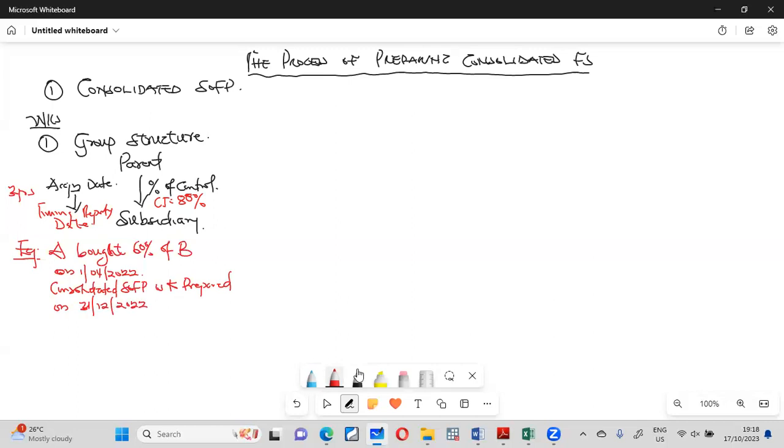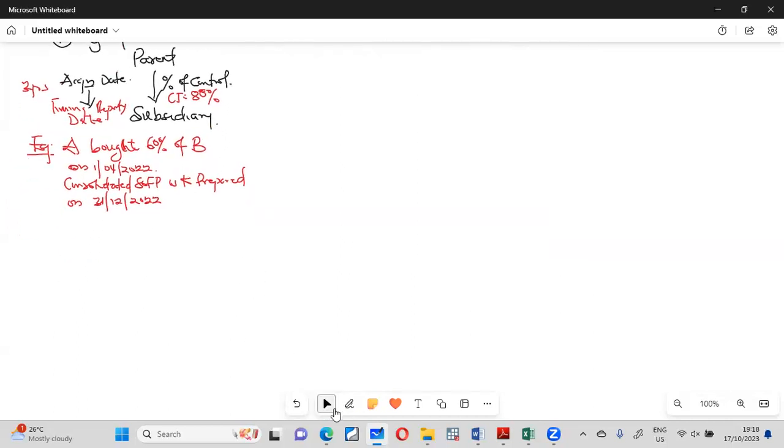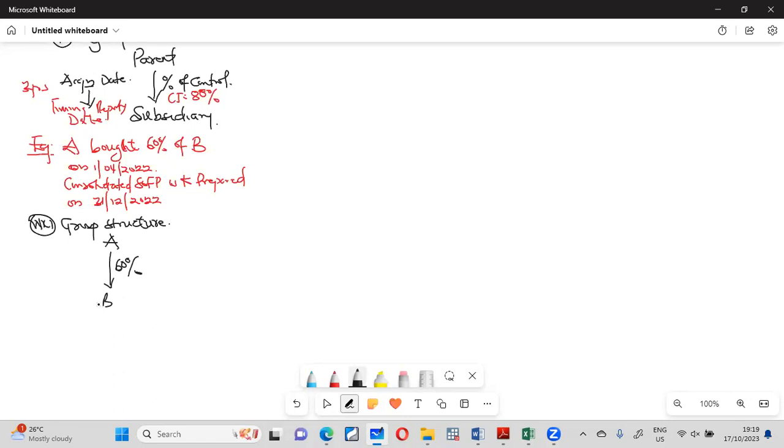Then it means that our group structure, workings 1, will look like this. Workings 1, group structure. It will look like A, which is the parent, then B, which is the subsidiary. Then we show the percentage of control. In this case, it is 60%.